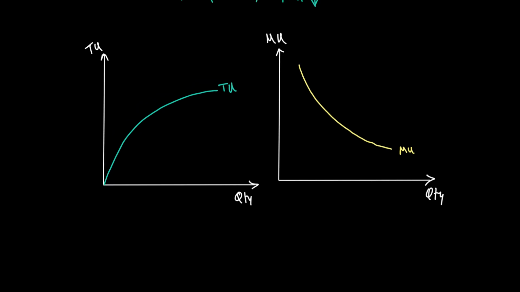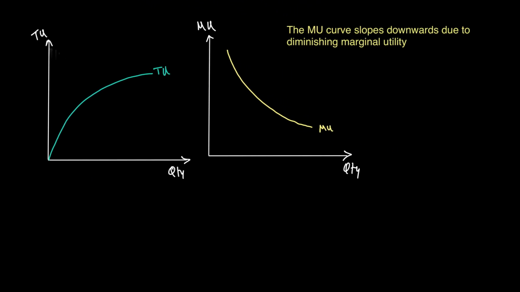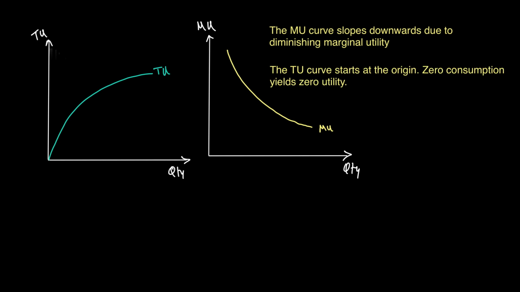We can notice some important points from these graphs and comment on them. First, MU slopes downward due to the law of diminishing marginal utility. Second, as you can see, TU starts from the origin, which means zero consumption has zero utility. The third important thing is that MU is simply the rate at which TU is changing.